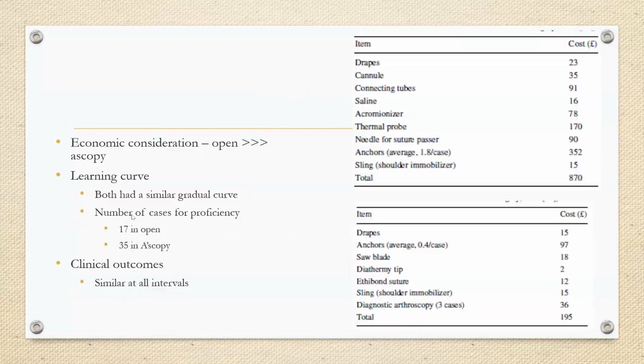Moving on to other factors, economic consideration. This table depicts the average cost, just the consumables cost, of an arthroscopic procedure in the UK against an open procedure. As you can see, the cost of an arthroscopic procedure is nearly 4 times more than an open procedure.